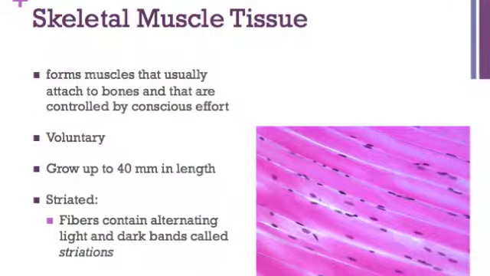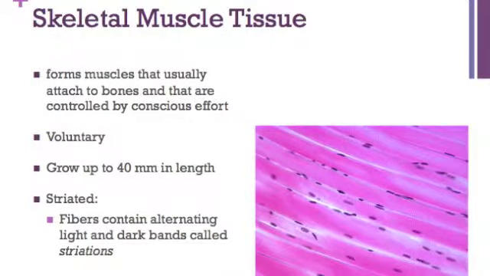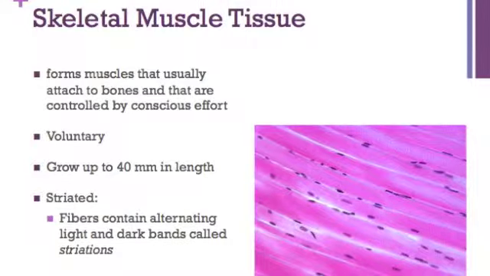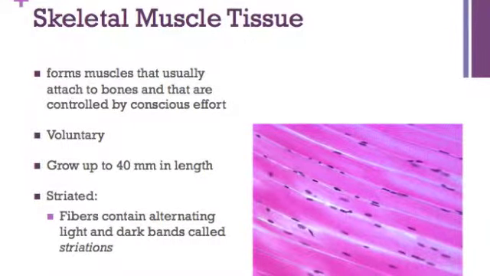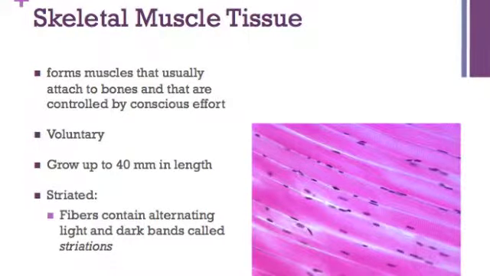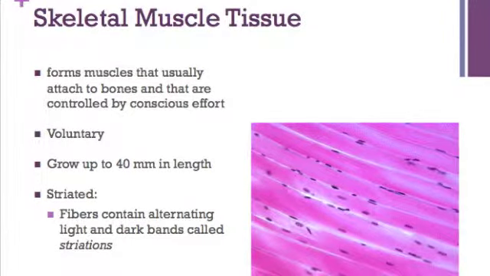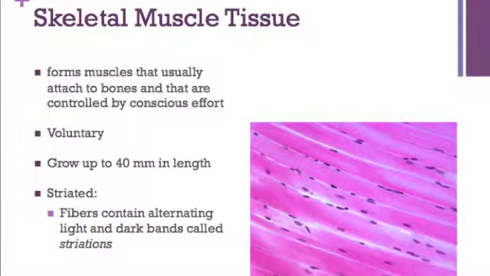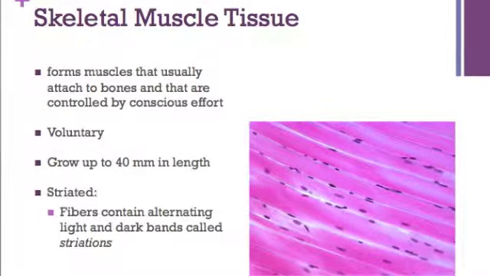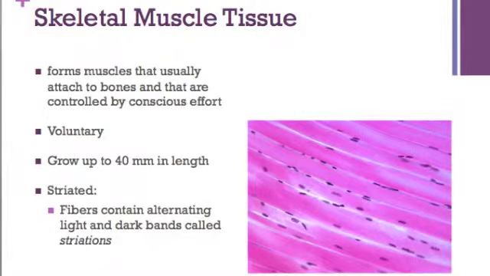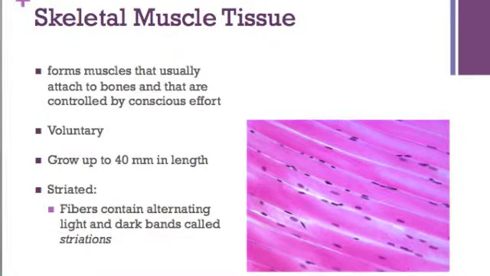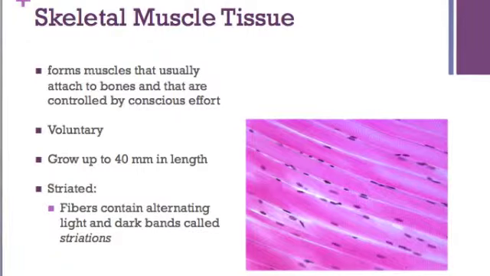Skeletal muscle tissue. Skeletal muscle tissue forms muscles that usually attach to bones and that are controlled by conscious effort. This type of tissue is named for its location. These skeletal muscles are also called voluntary. They can grow up to more than 40 millimeters in length. Skeletal muscle tissues are striated, which means the fibers contain alternating light and dark bands called striations that are perpendicular to the long axes of the fibers.